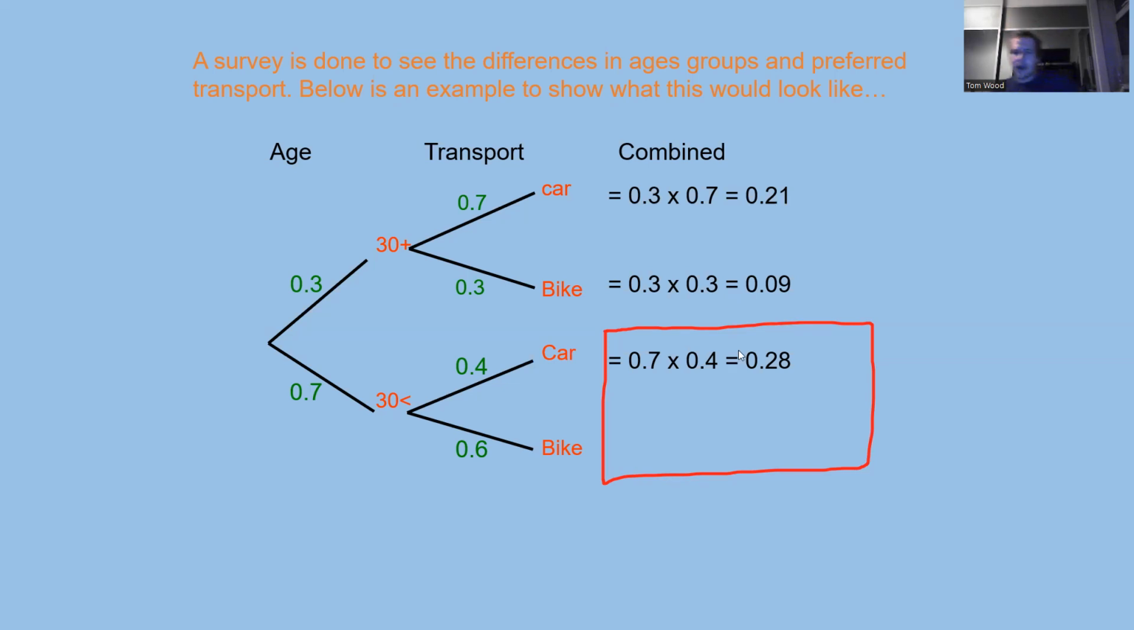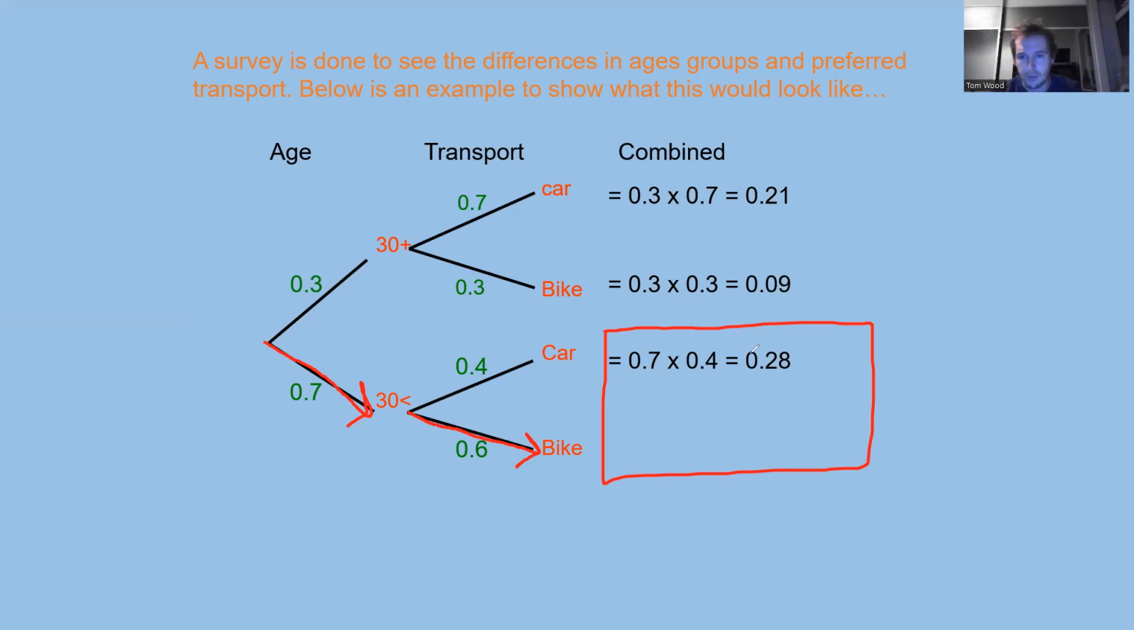So what you'll find now is, now that we know this, and based on what Emmanuel has just said, there are now 3 ways to understand what the answer here is going to be. You can multiply down this branch. There's a 70% chance that you're under 30, and then out of that group of however many people it is, 60% of them travel by bike. You can just do the maths, 0.7 times 0.6.